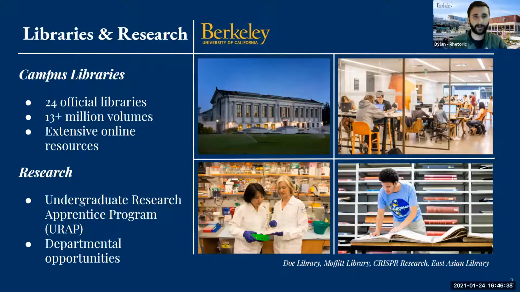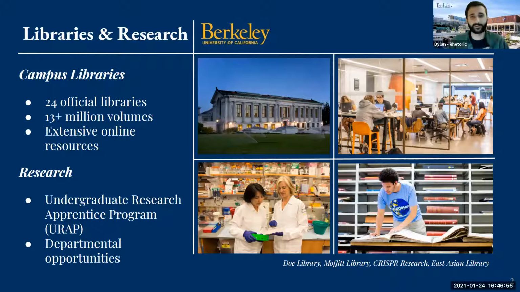But let's talk about our different opportunities for research and how you're going to experience libraries when you come to campus. We have 24 official libraries on campus. As a Berkeley student, you are required to have a favorite library, that's non-negotiable. Someone is going to ask you what your favorite library is, and you've got to say something.